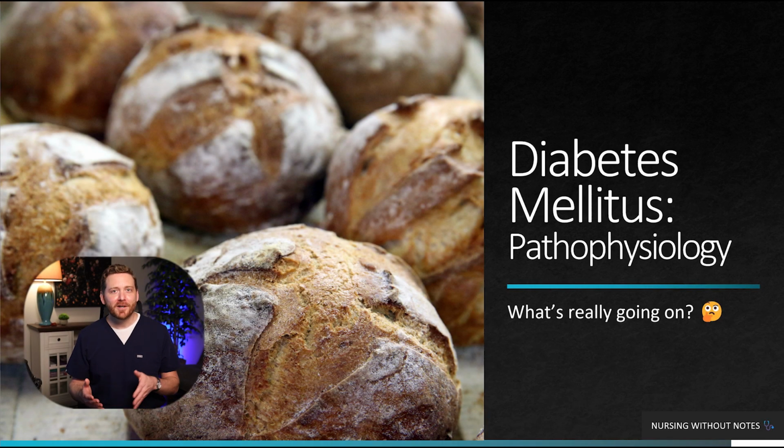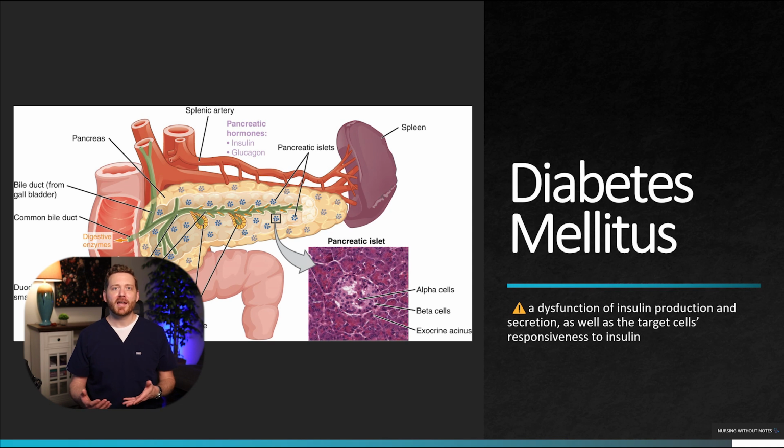Pathophysiology. Now let's delve into the core of diabetes mellitus and decipher what's truly transpiring within the body. Diabetes mellitus emerges from a malfunction in insulin production and secretion, coupled with the responsiveness of target cells to insulin. This intricate dysfunction can be categorized into two main types, type 1 and type 2 diabetes. Let's explore each in detail.